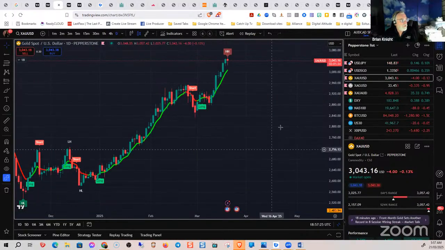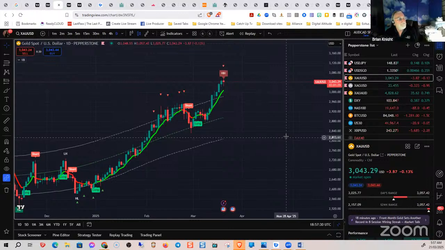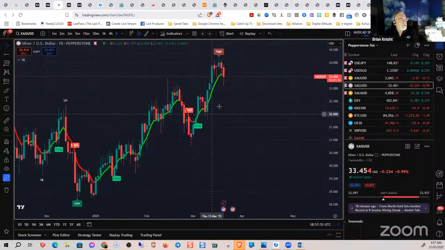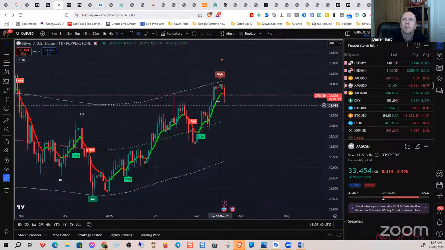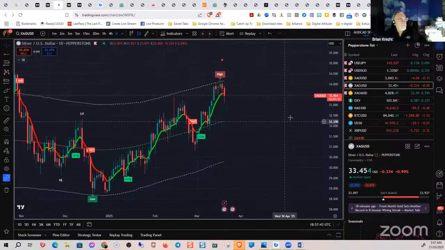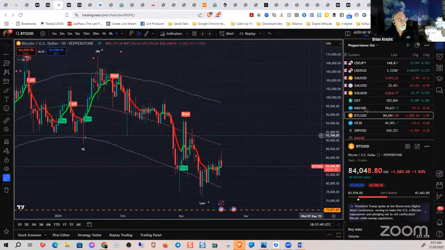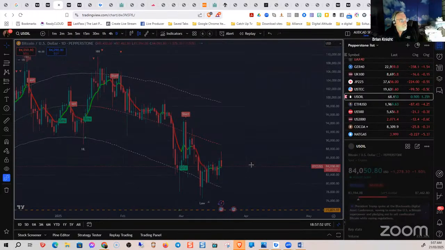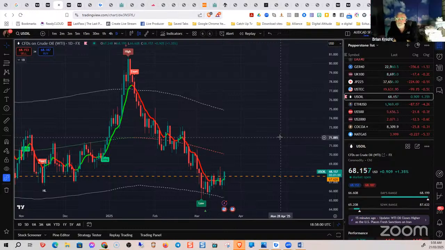Gold, 3,043. And silver. Oh, silver's pulled back a bit now. It's a 3/4 trade potentially for me. Okay. Bitcoin still hovering in that 84 sort of range. And where's oil? Oh, up slightly. Another 3/4 trade potentially there. Gosh, I'm going to be pushing my margin, I think, at this rate.